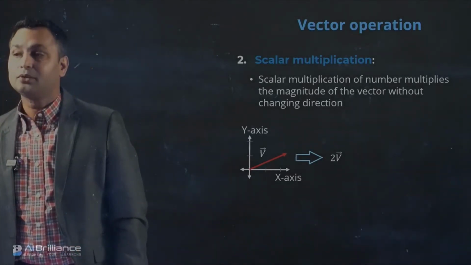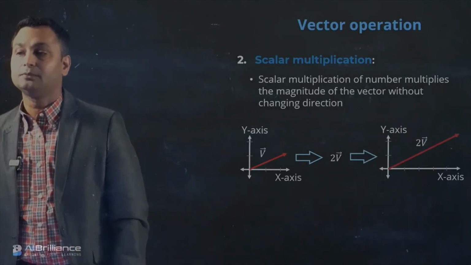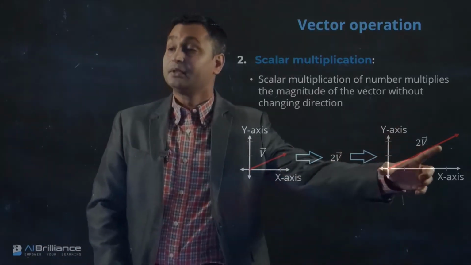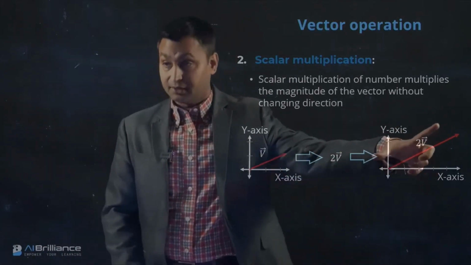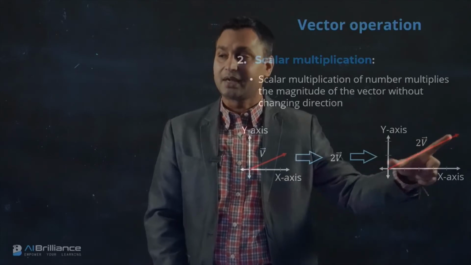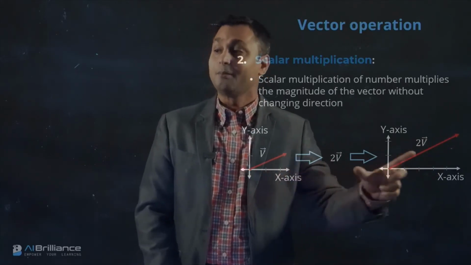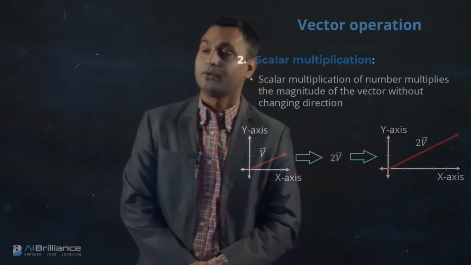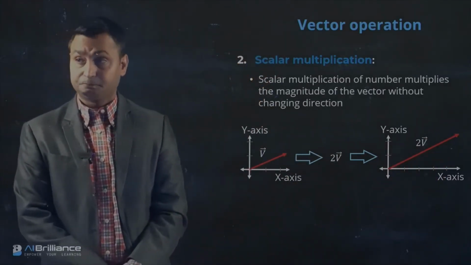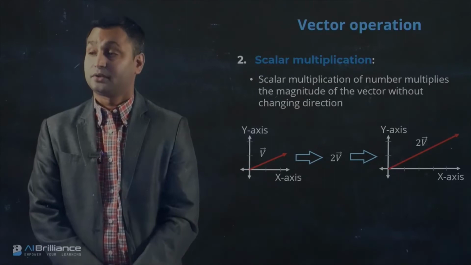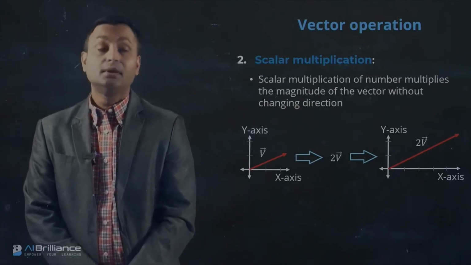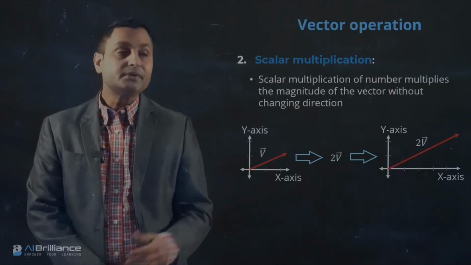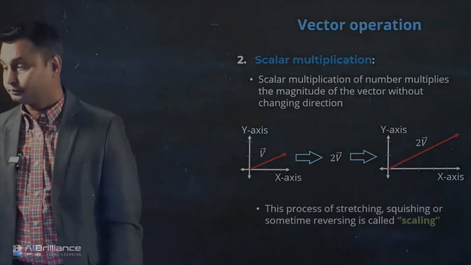So if I take a number 2 and multiply that by a vector v, then essentially this vector is going to stretch, and it will become twice the size of the original vector v, but the direction is not going to change for this vector we have here. So this is essentially a scalar multiplication operation with respect to vectors.